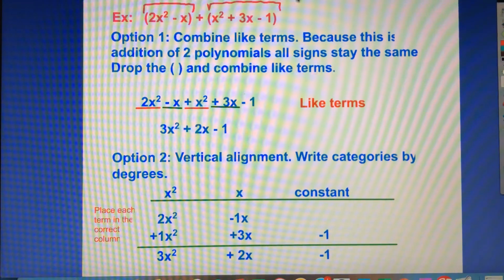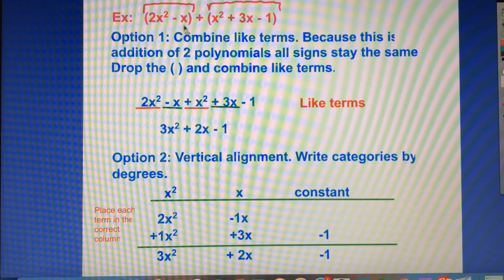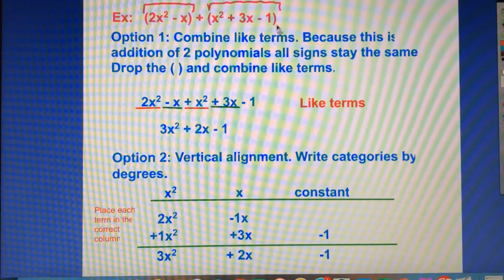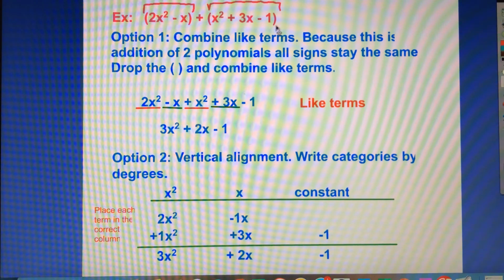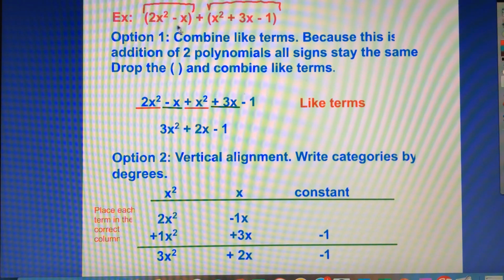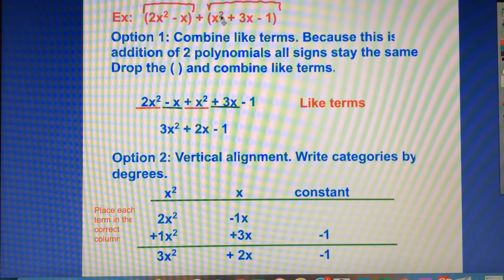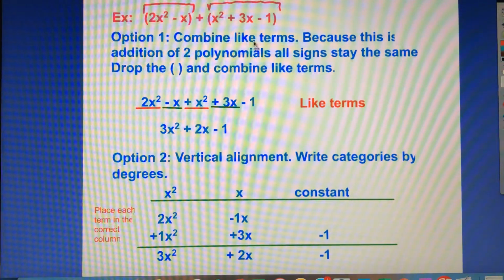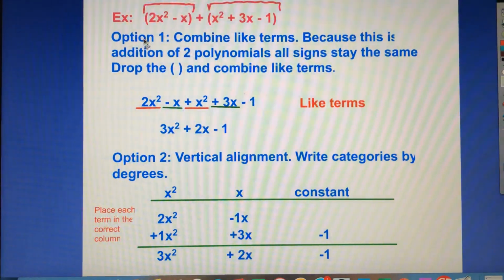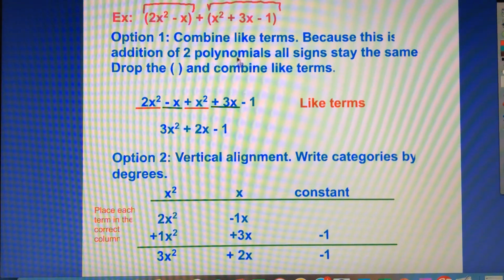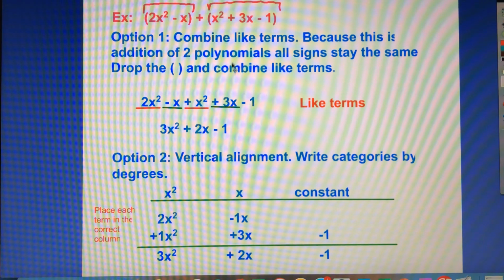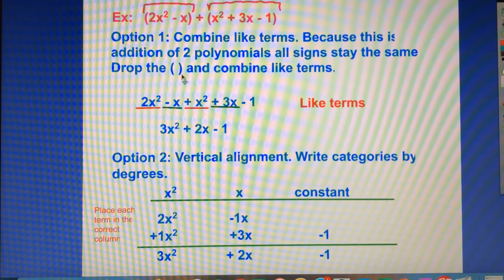All right, what happens if I have 2 polynomials and I'm adding them together? My first polynomial, 2x squared minus 1x. My second polynomial, 1x squared plus 3x minus 1. 2 options. Option 1, I can combine like terms because this is addition of 2 polynomials. All signs will stay the same. All I have to do is drop the parentheses and combine like terms.